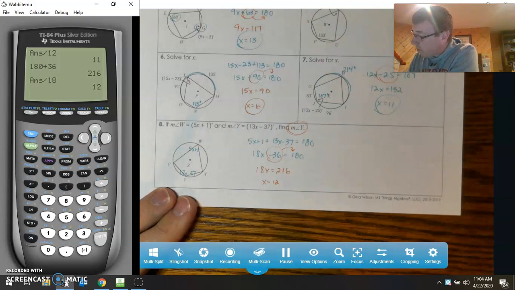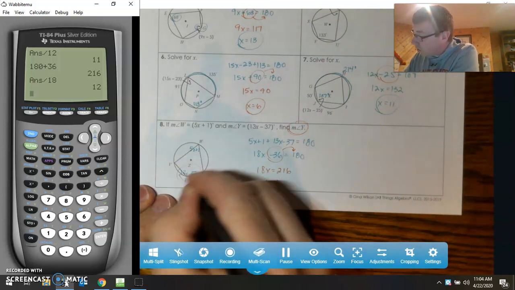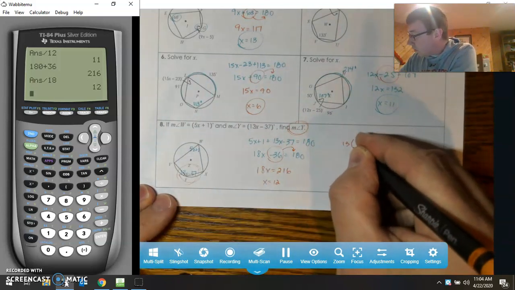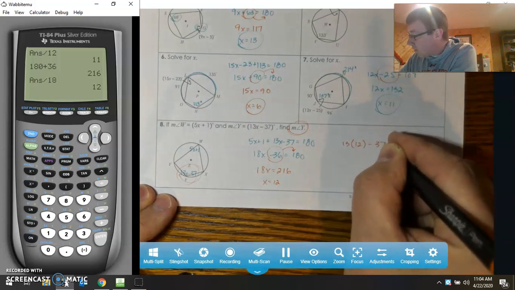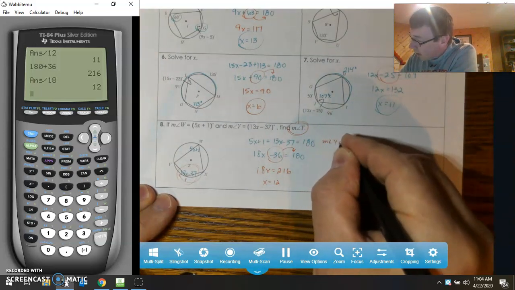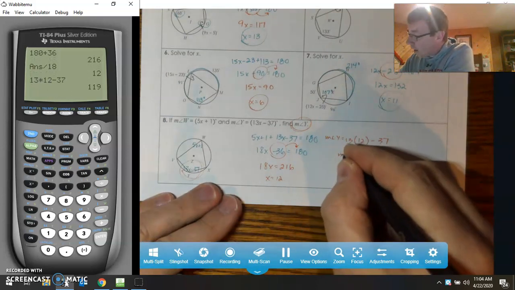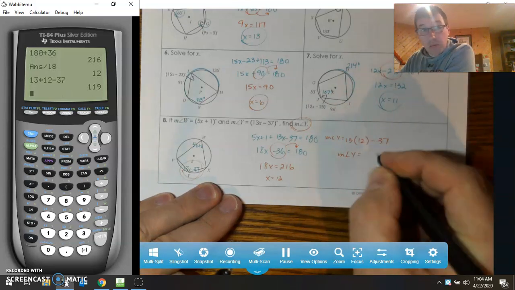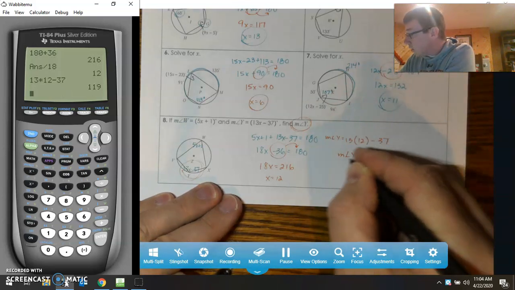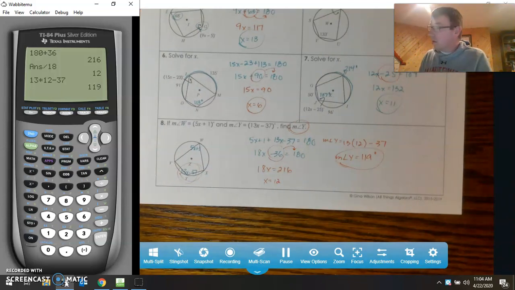We're looking for the measure of angle Y, which is right here. So 13 times 12 minus 37. This is the measure of angle Y. The measure of angle Y will be 119 degrees. That's the answer we're looking for.